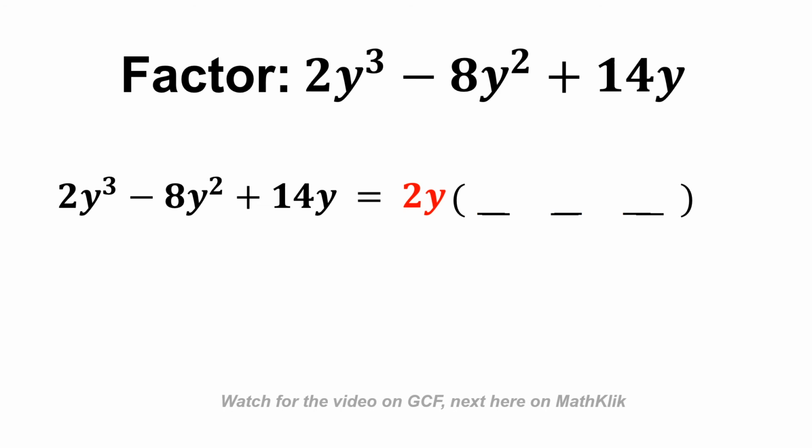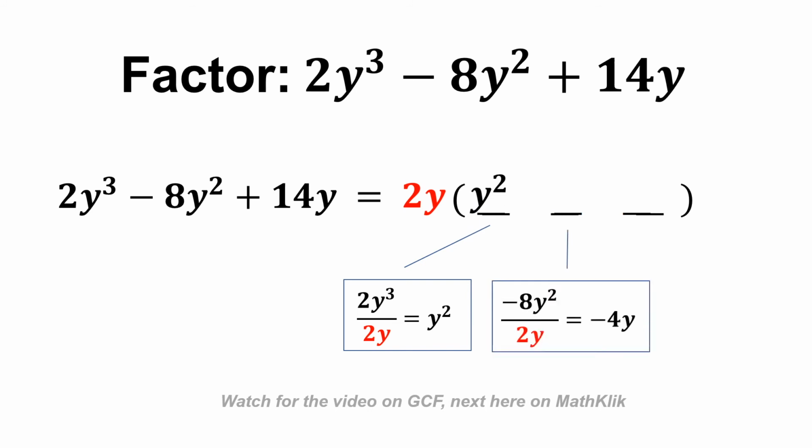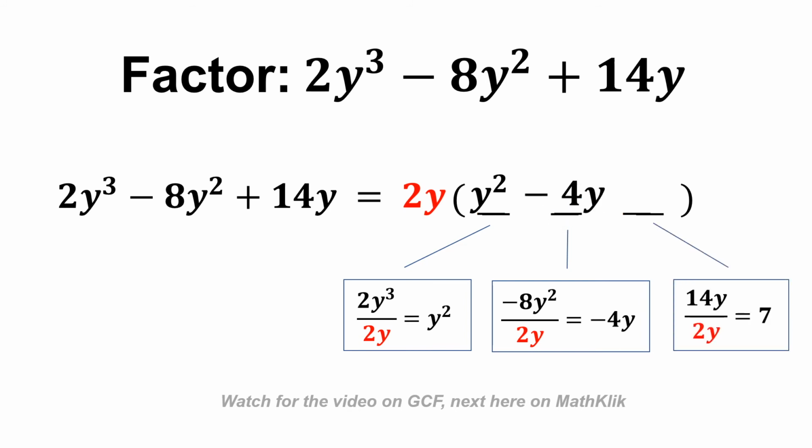To find the terms of the other factor, we divide each term of the given trinomial 2y cubed minus 8y squared plus 14y by the greatest common monomial factor 2y. 2y cubed divided by 2y is y squared. Negative 8y squared divided by 2y is negative 4y. And 14y divided by 2y is 7. Hence, 2y cubed minus 8y squared plus 14y is equal to 2y, quantity y squared minus 4y plus 7.